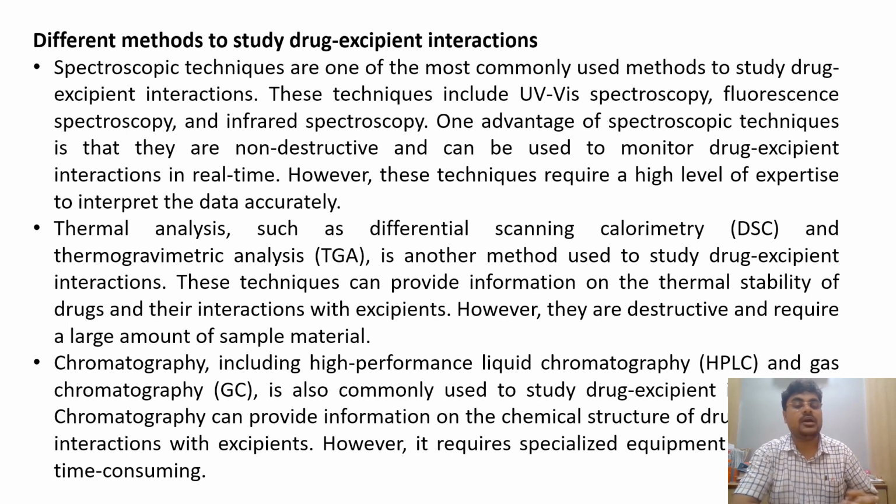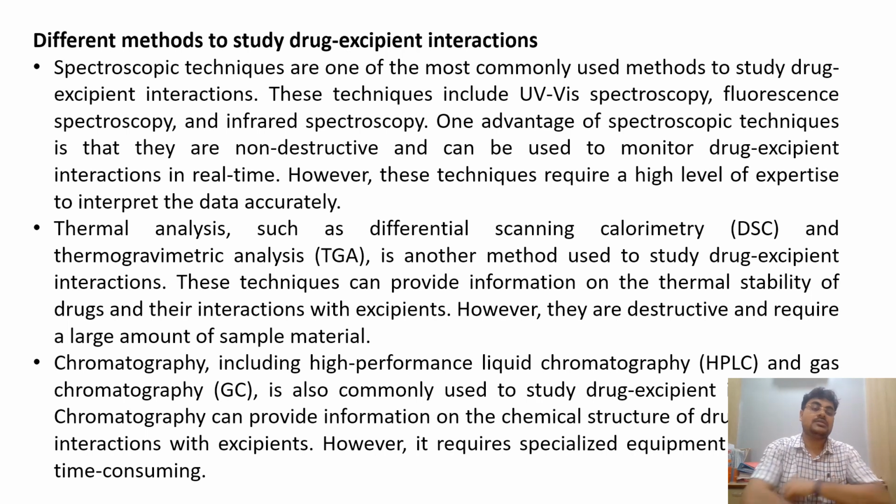Apart from this, one very sophisticated technique is differential scanning calorimetry. Another is thermogravimetric analysis, TGA, which needs to be performed for drug excipient interaction. These techniques can provide information on the thermal stability of the interaction. However, they are destructive and require a large amount of sample material, because after the sample runs, it will not be in its initial state and will be destroyed. Therefore, a large number of samples is required.